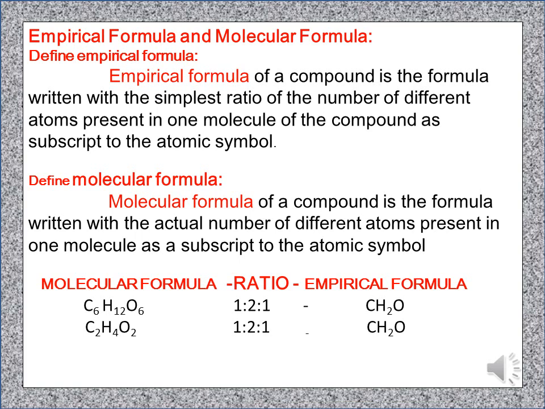And the same way C2H4O2. That is, if you take acetic acid, CH3COOH, there C2H4O2 is the molecular formula. Here also the ratio is 1:2:1. So if you divide all the 3 elements by 2, you will have the empirical formula CH2O.